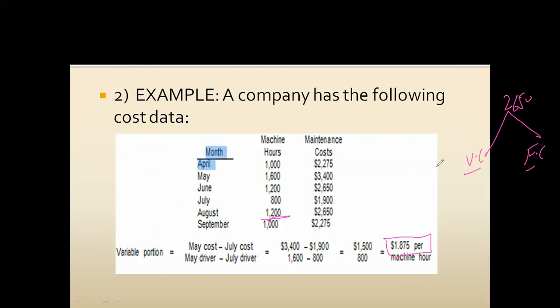So what I will do, students, I already have the variable rate for 1 hour. So by using this 1 hour rate, I can easily calculate total variable cost, say for the 1200 hours level. So 1200 multiplied by 1.875. Students, you will get the answer 2250. So 2250 is your variable cost out of this 2650, and remaining we have 400.